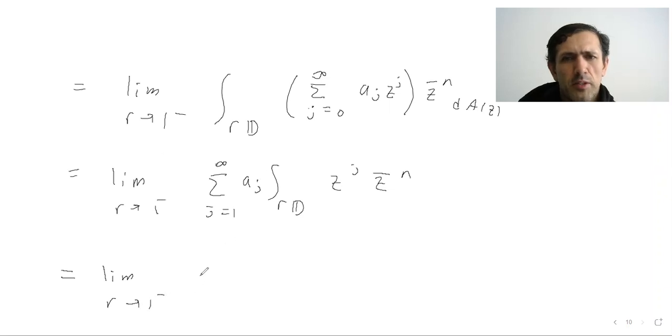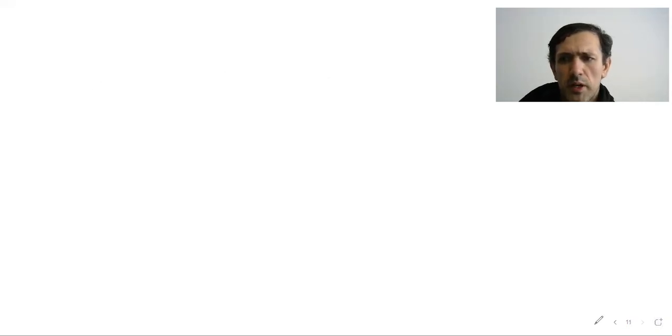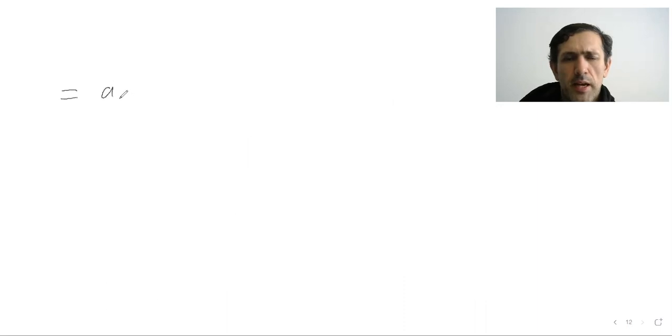Right, so there really is no sum. It's going to be a_n times the integral of r to the 2n times r dr, with z to the n, not j. All right, and so this is just going to be a_n times whatever this is. I don't even care what this is. I mean, it's going to be n plus 1, but whatever, it doesn't matter.